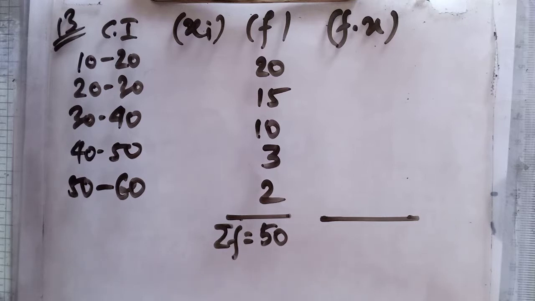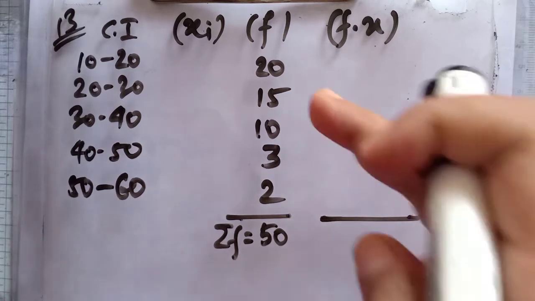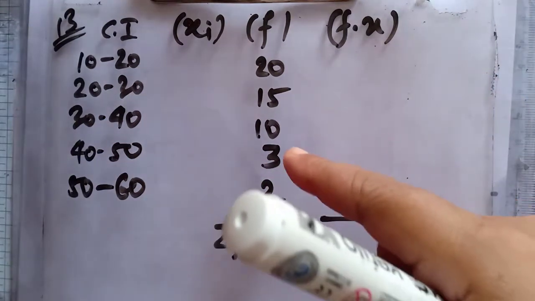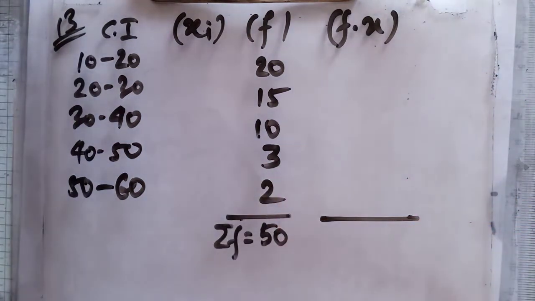Now see here, at the beginning, the CI, the class interval as given in the question, 10 to 20, 20 to 30, 30 to 40, 40 to 50 and 50 to 60. Grouped frequency is written, and the frequency which is given is 20, 15, 10, 3 and 2. Done. Now you have to find the mid values.